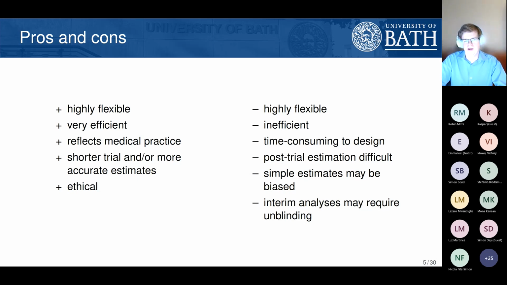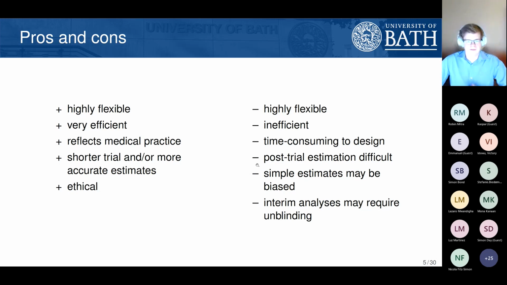So they may reflect medical practice better, depending on the adaptation you use. You may end up with a shorter trial and or more accurate estimates. Often you'll find that you're trading off those things, though. They might be more ethical. So from the perspective of the multi-arm designs that were talked about earlier, if you're able to remove arms that you are able to show early on are not effective for patients, that's an ethical benefit.